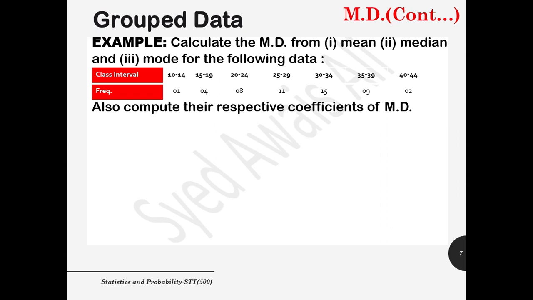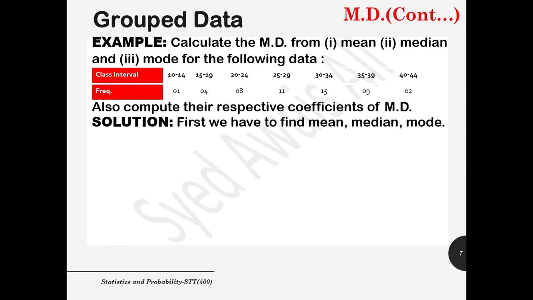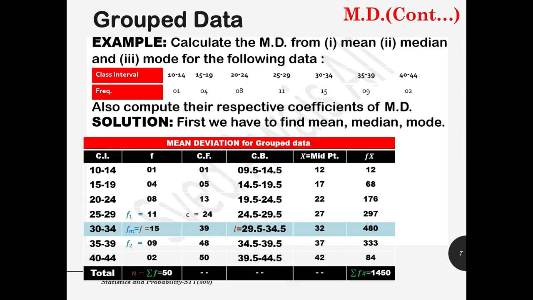Then we have to move toward the group data. So first we have to take a certain example, and we have to find mean, median, mode. Then we will make a table, a deviation table. So for mean we have to find summation fx divided by summation f for group data. So first we have to find x, which is the midpoint.